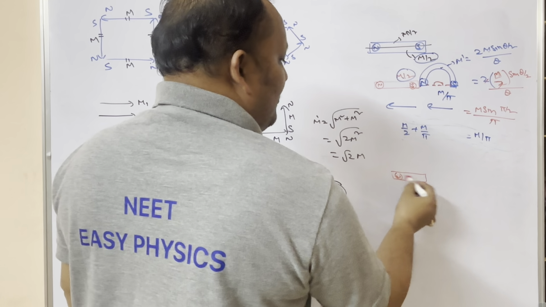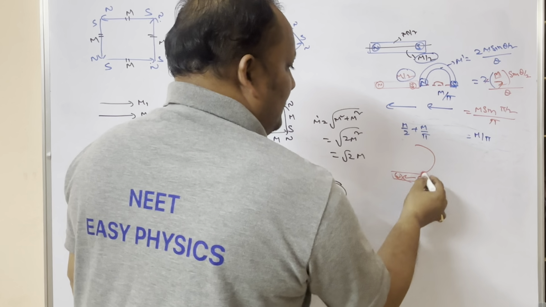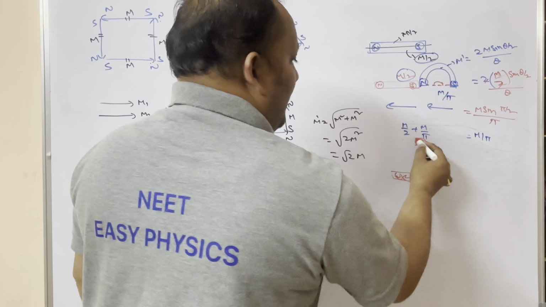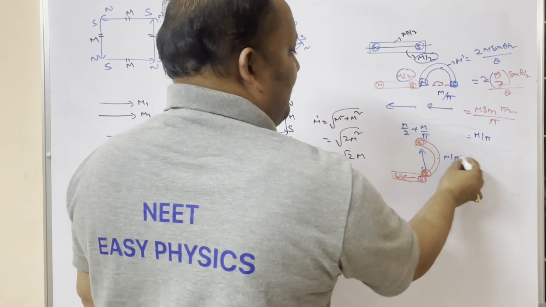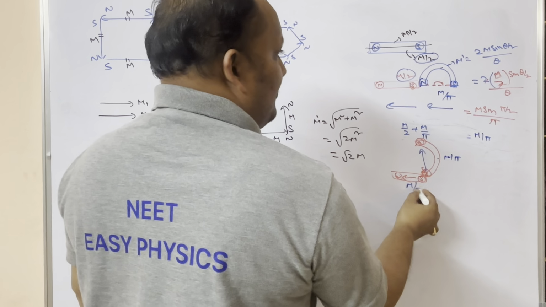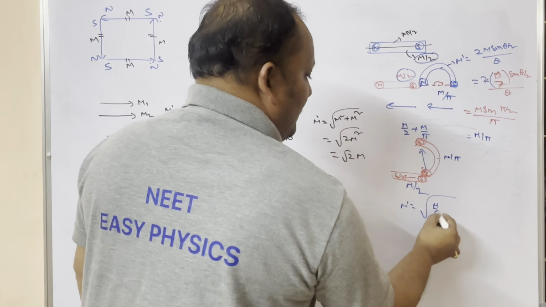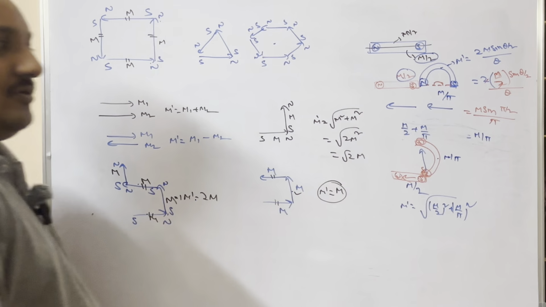One magnet is given like this. Another one they kept like this. South, north. Now how are these two? Perpendicular. This one is going to be M by pi. Already we discussed, this is going to be M by 2. So net is going to be root of (M by 2) whole square plus (M by pi) whole square.